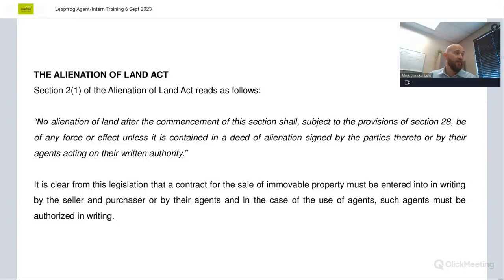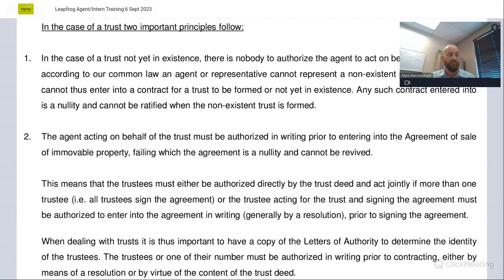Then guys, with regards to the Alienation of Land Act, any sale of property needs to be done in writing by the person authorized to do so. Okay, and that's why it's so crucial that you get your letter of authority, so that, number one, that person has the authority. And there's two really important legal aspects that flow from this.